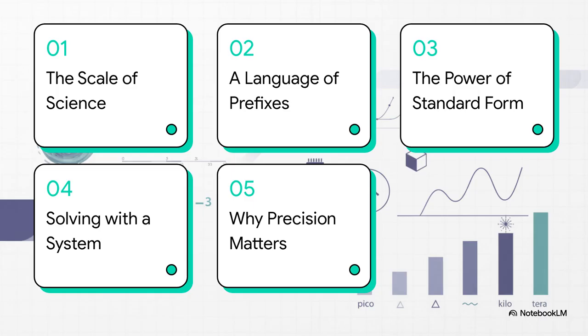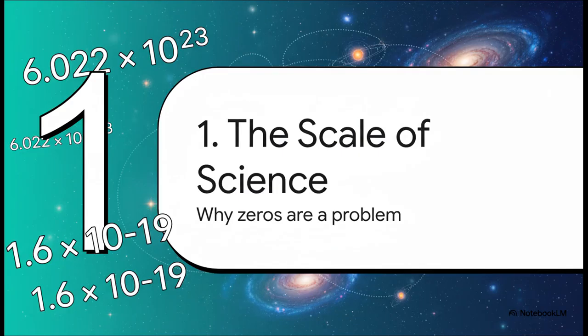Here's our game plan. First, we'll look at why writing out super long numbers is a huge problem. Then we'll check out the two really slick solutions scientists use, prefixes and standard form. After that, we'll put them to the test with a real calculation. And finally, we'll get into why in science, the right answer is about so much more than just the number itself. Okay, let's dive right in.